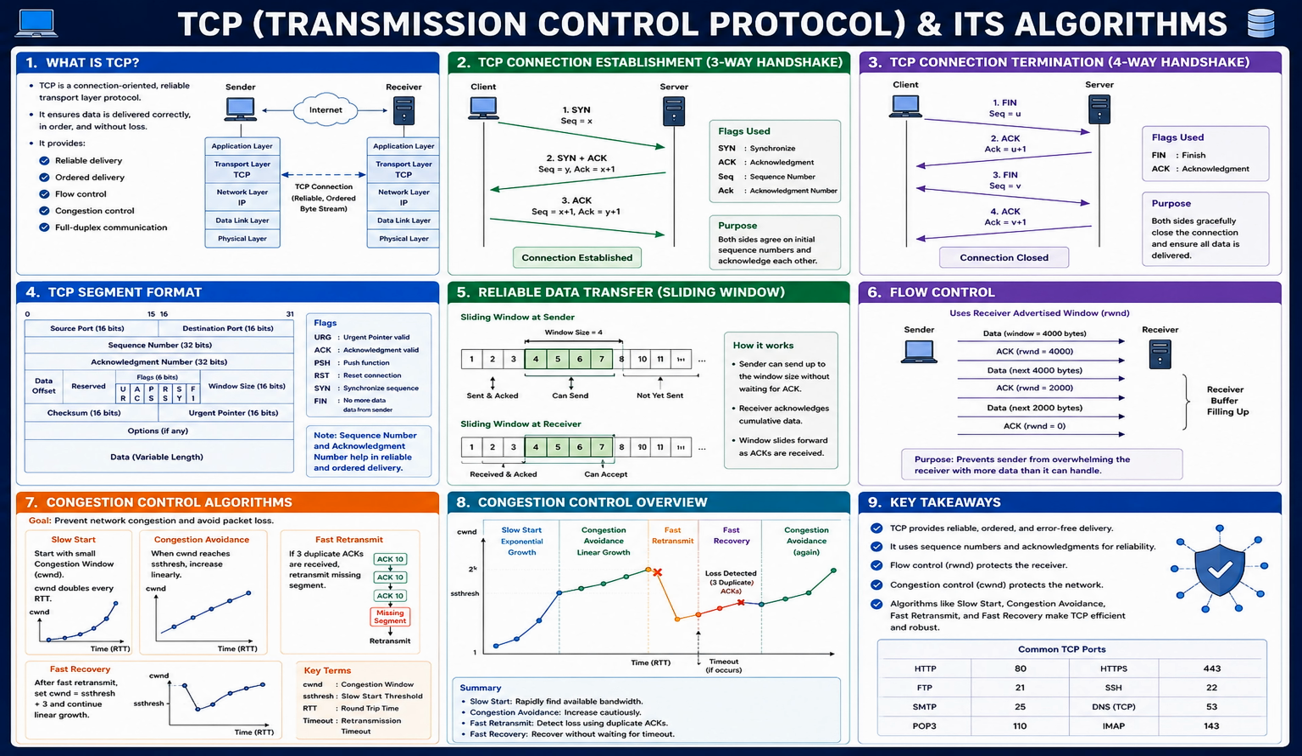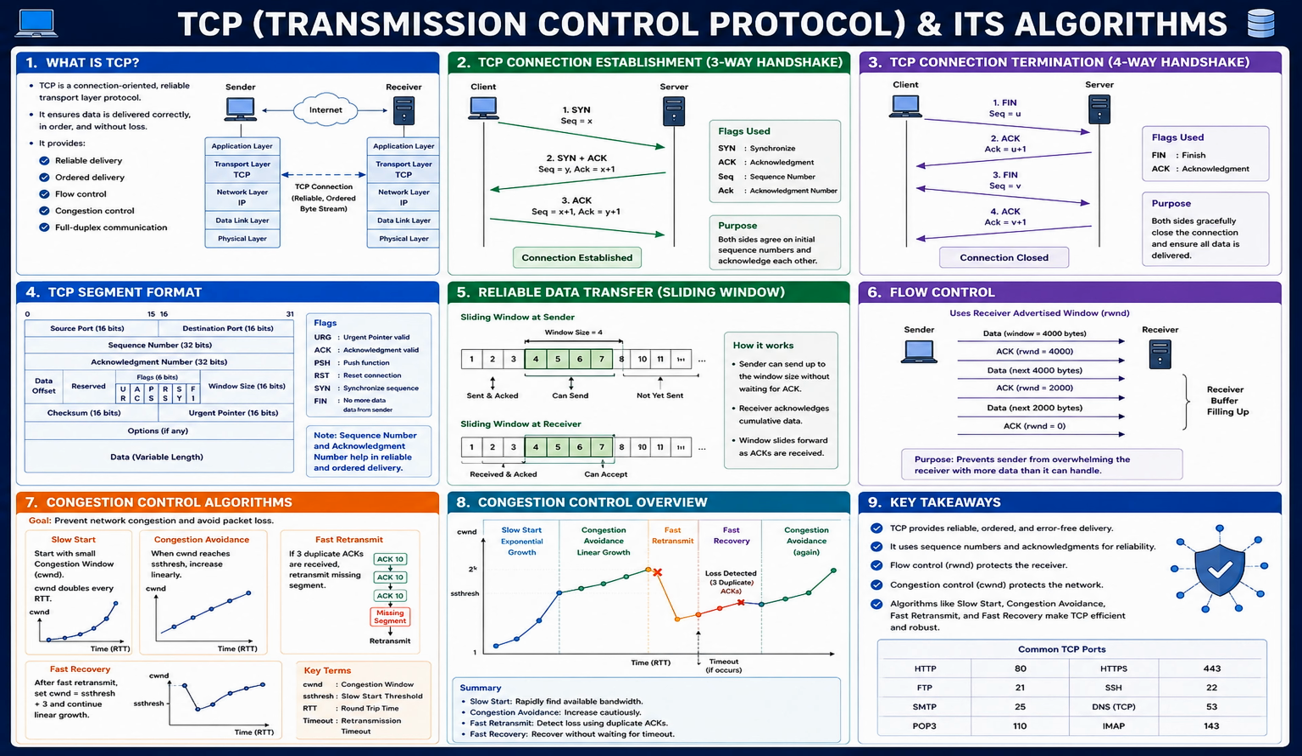TCP begins cautiously with a small congestion window. The window grows exponentially to probe available bandwidth. Congestion avoidance algorithm ensures that once a threshold is reached, growth becomes linear to avoid sudden congestion.